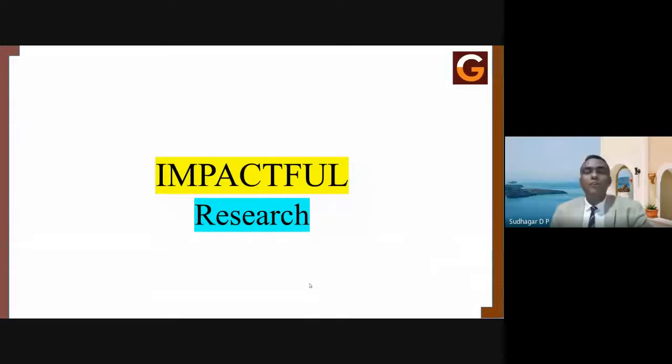People think that research has to be impactful. It has to be beneficial for the researcher. It has to be beneficial for other stakeholders who are directly or indirectly involved in any of the research endeavors. So, impactful research should result in creating maximum benefit for the people in one way or the other.